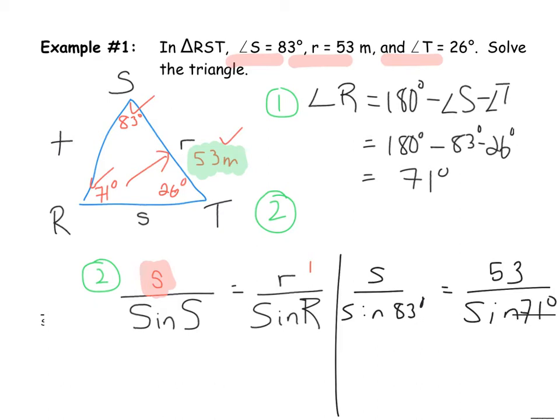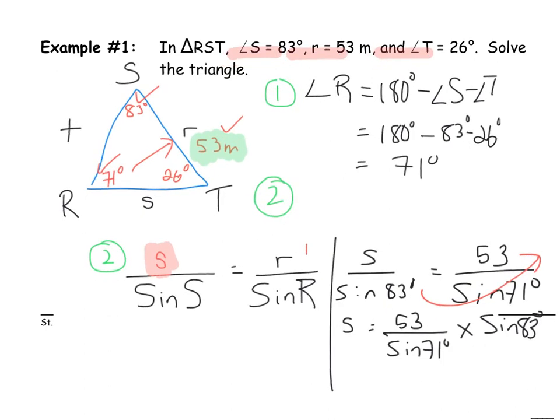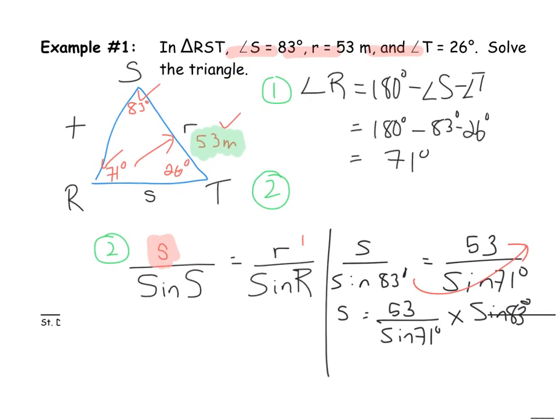So now I'm going to bring my sine 83 upstairs and multiply by it. So little s, the length of little s, is going to be 53 divided by sine 71 degrees times the sine of 83 degrees. Do a double check to make sure that your calculator is in degree mode before you do anything else. And that's just a good habit to get into when you're working with trig.